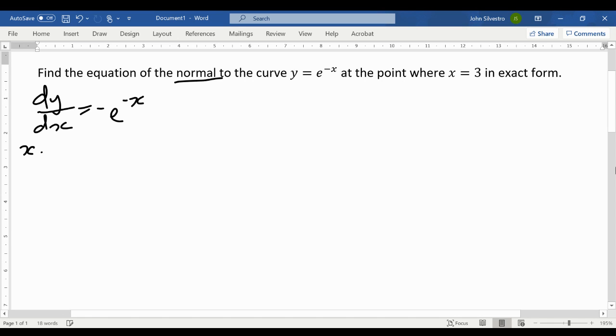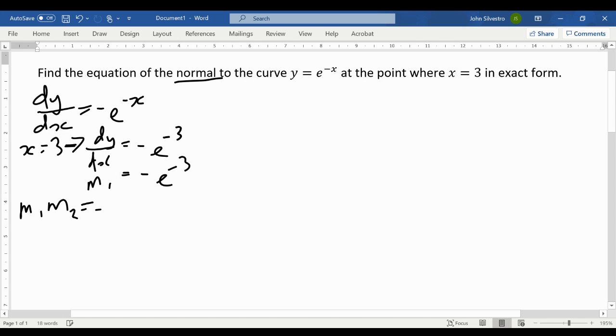So where x equals 3, what we're going to get is that dy dx is equal to negative e to the negative 3. And that is our tangent gradient. So m1 is equal to negative e to the negative 3. So that's the gradient for our tangent, but we want the normal. So that's perpendicular. Remembering our rule, m1 times m2 equals negative 1 will give us a perpendicular gradient.